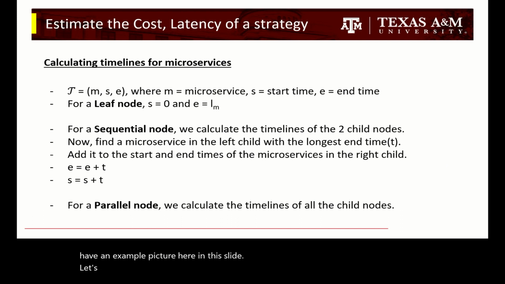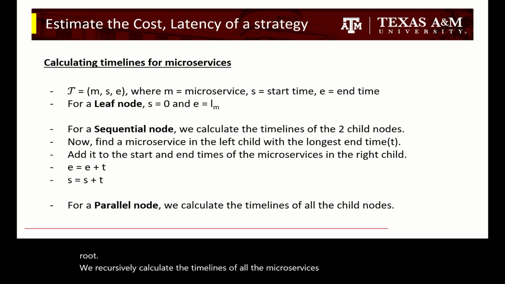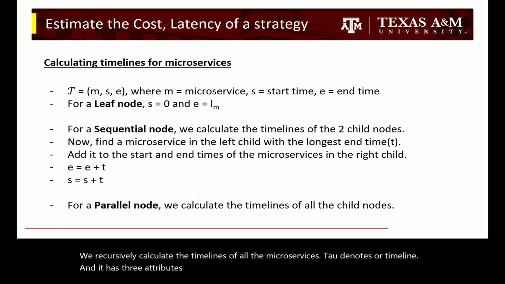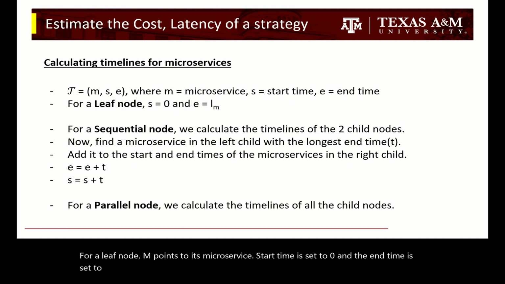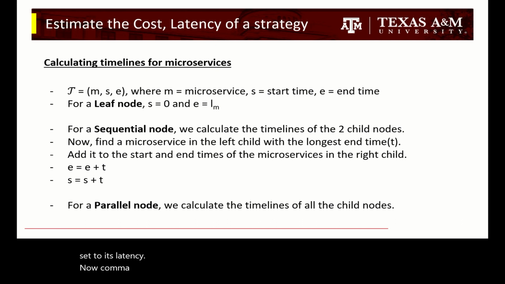Let's go ahead and calculate the timelines of all the microservices. So starting from the root, we recursively calculate the timelines of all the microservices. Tau denotes a timeline and it has three attributes M, S, and E, where M is the microservice, S is the start time, and E is the end time. For a leaf node, M points to its microservice, start time is set to 0, and the end time is set to its latency.